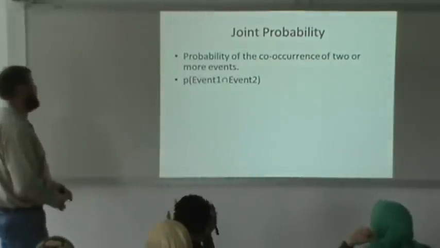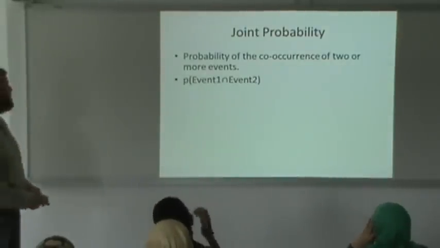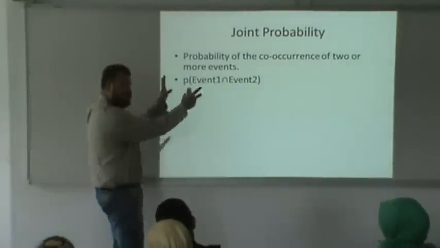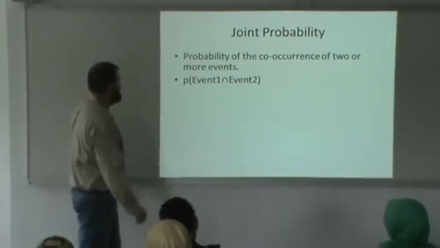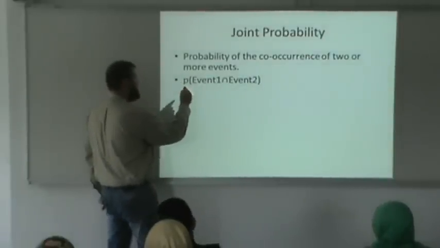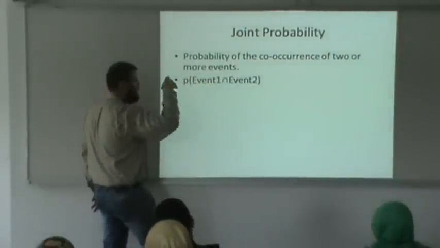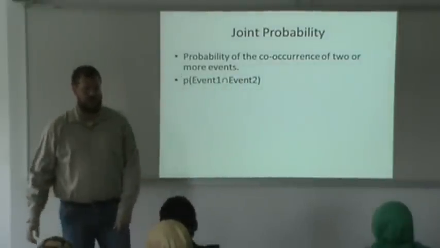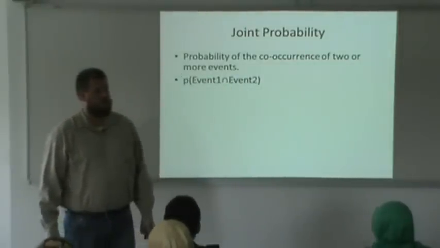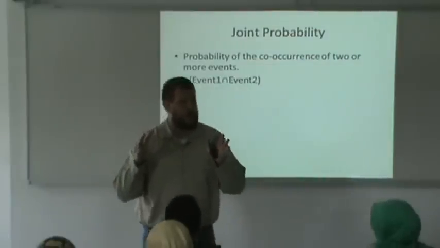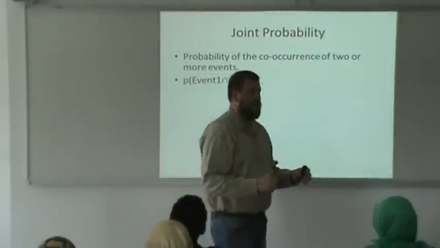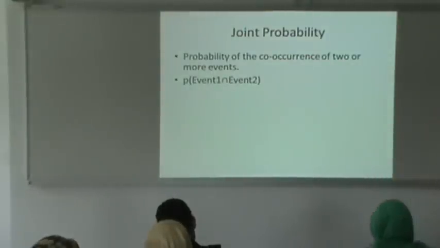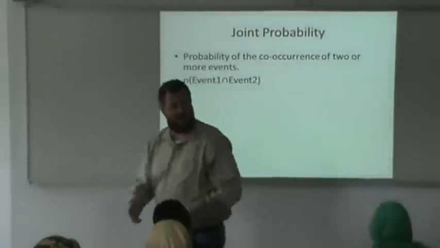All right, so the joint probability. This is the probability of the occurrence of two or more events, and we're going to represent it like this. So to read this, we should read probability of event 1 and event 2. Probability of male and psychology. Probability of Muslim and extroverted. Probability of teacher and awesome.